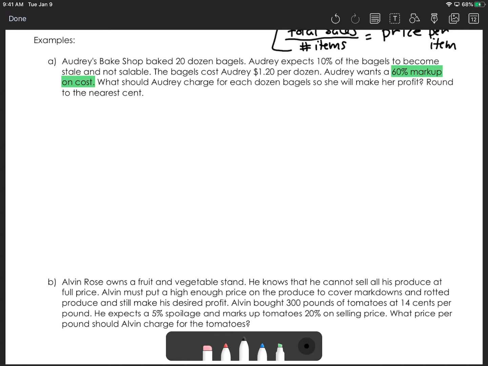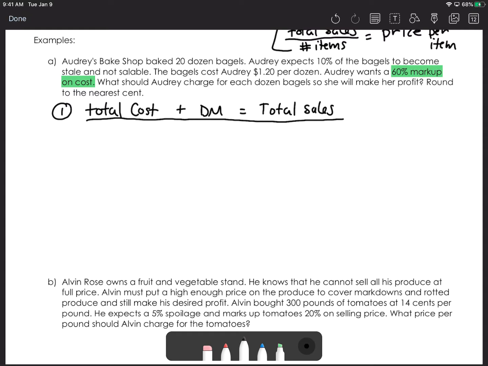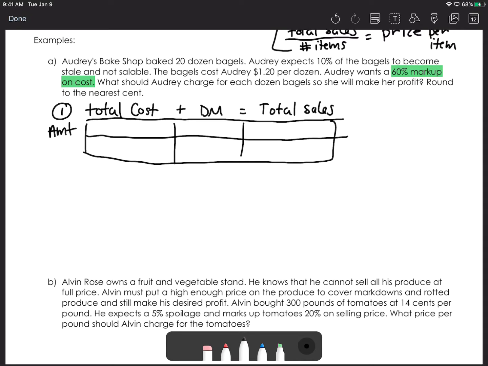Okay, so in the first step, we want to figure out the total sales. So we have to use the total cost plus the dollar markup to give me the total sales. I'm going to make my chart just like before. Because it says the markup is on cost, I know that the total cost is going to be my base, so I want to make sure I label that. And we want the amount that it goes up to be 60%, which means the total sales, when I add those, would give me 160% of the total cost.